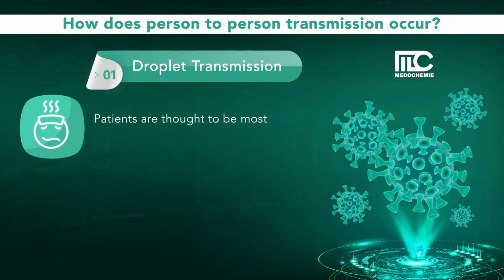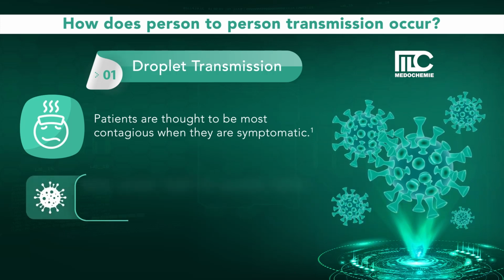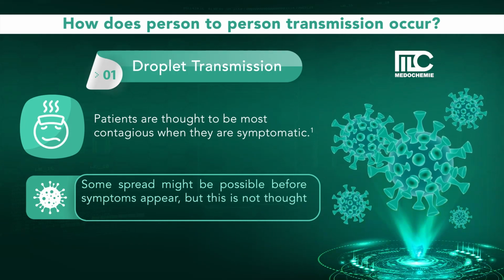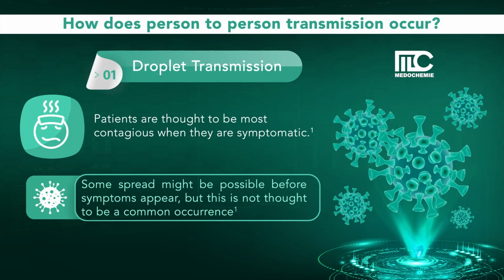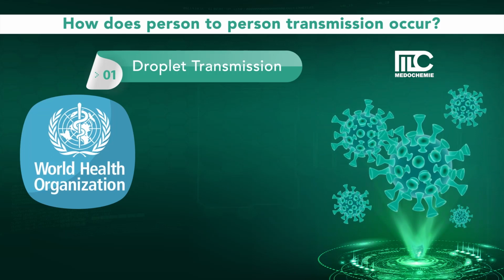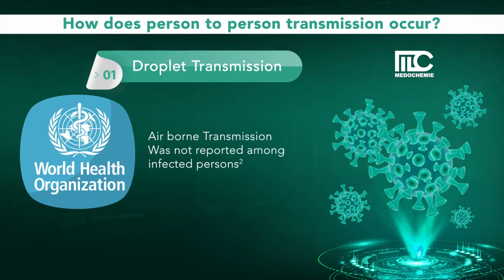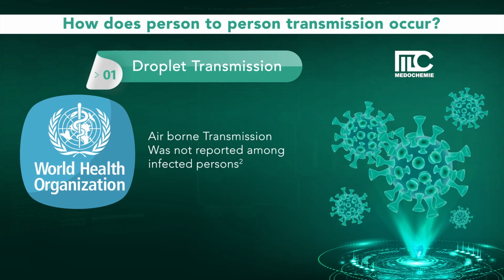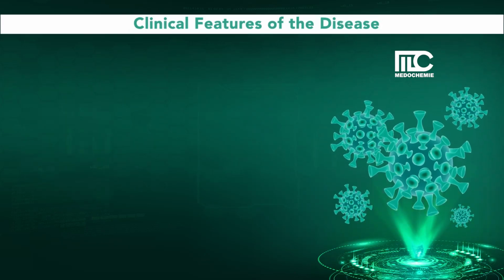Patients are thought to be the most contagious when they are symptomatic. Some spread might be possible before symptoms appear, but this is not thought to be a common occurrence. WHO now said there is no airborne infection. This is very important. No airborne infection. It's mainly droplet transmission. Now I'm going to talk about the clinical features.